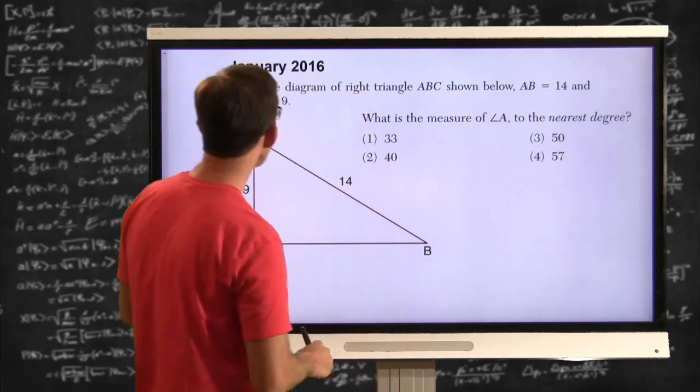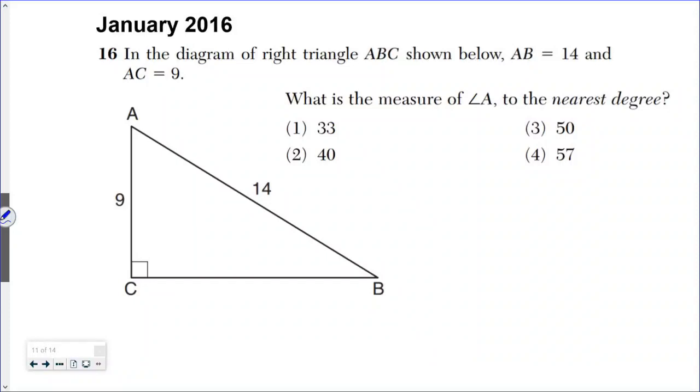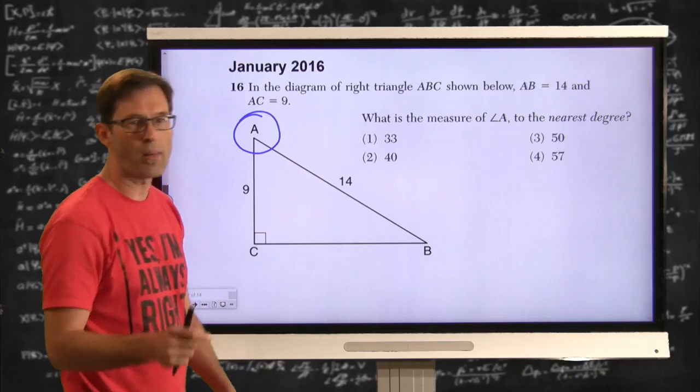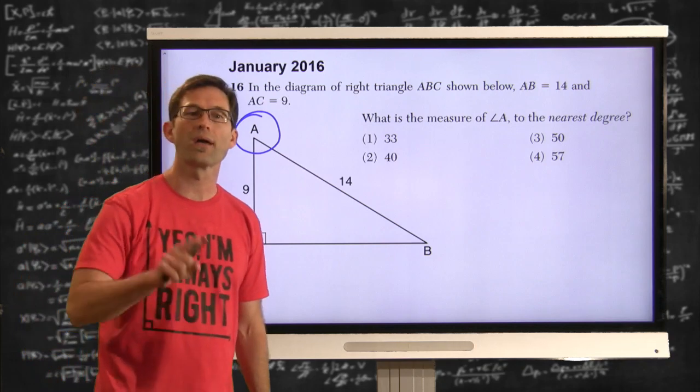Very, very easy. In the diagram, it says AB is 14 and AC is 9. What is the measure of angle A to the nearest degree? Right triangle trig is all about the angle, all about the angle.